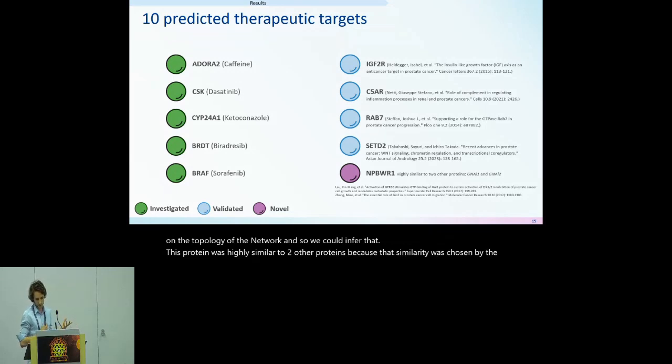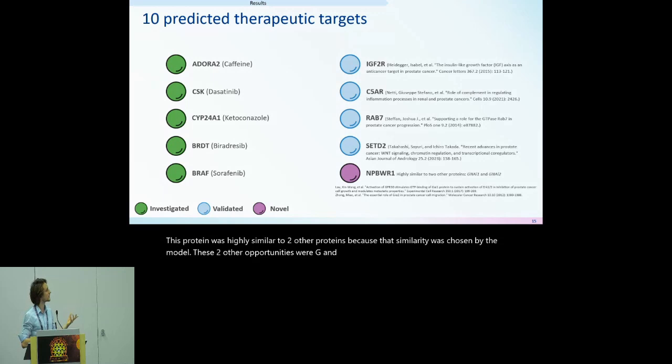These 2 other proteins were GNA1 and 2. And these 2 proteins are opioid receptors, and they are both also involved in prostate cancer, including its metastatic properties, its invasion and migration properties as well. So NPBR1, which is almost involved in the same pathways within the network as those 2, we infer that that's the reason why it was predicted.